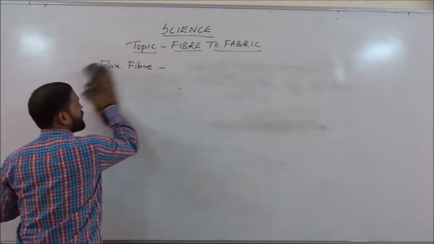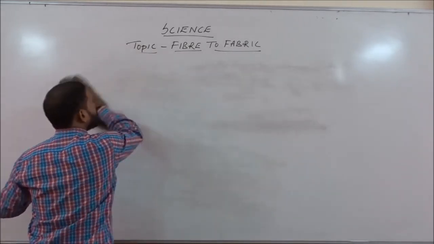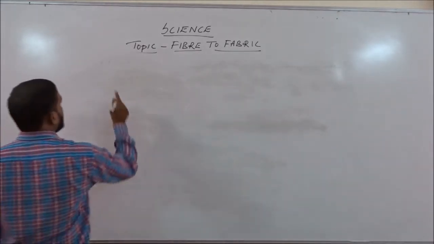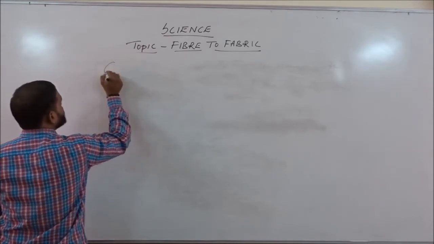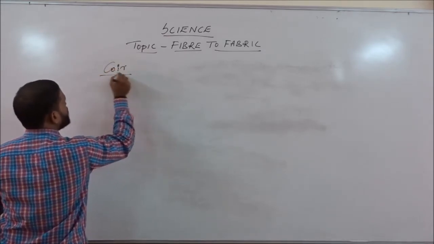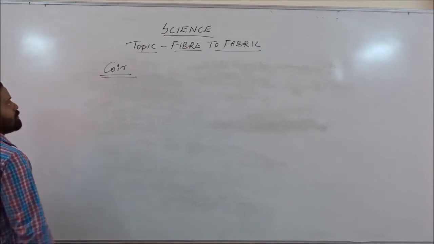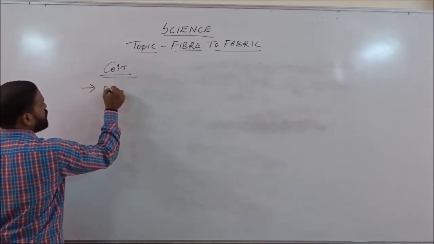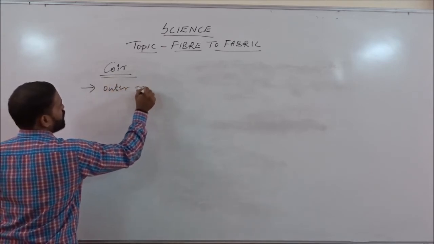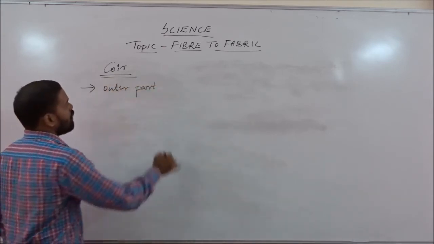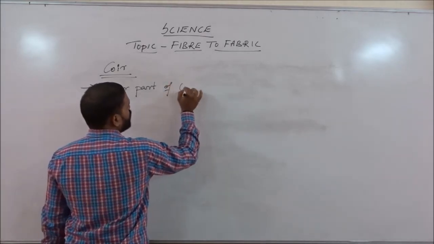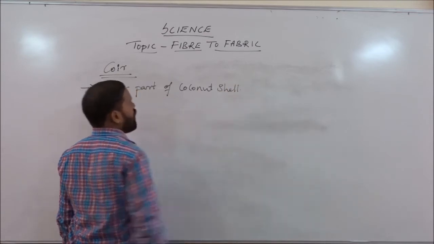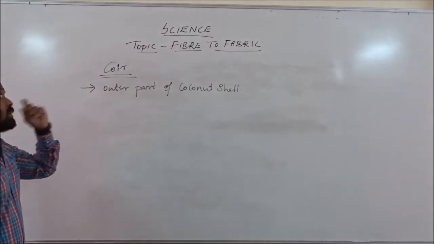So next, the last one from the plant fibers is coir. Coir is the fiber which is obtained from coconut shells, meaning the outer part of the coconut shell. The outer part of the coconut shell, we call it coir.